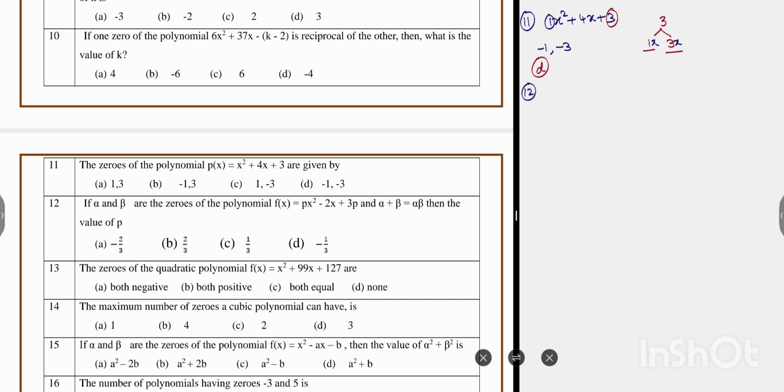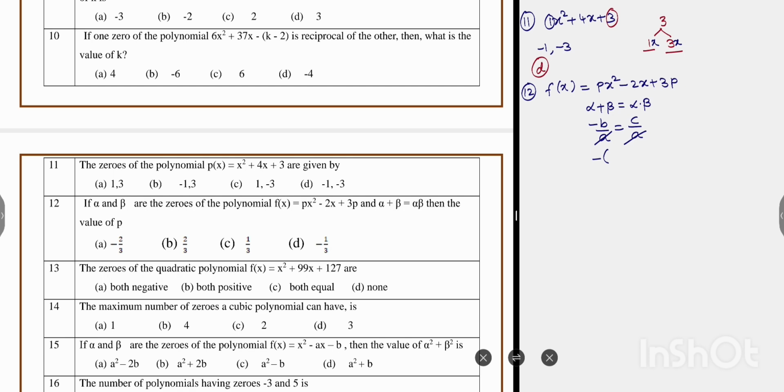Now question number 12. In question number 12, alpha and beta are the zeros of the polynomial f of x is equal to px square minus 2x plus 3p, and it is also given alpha plus beta is equal to alpha into beta. So when alpha plus beta is equal to alpha into beta, what does it mean? Alpha plus beta is minus b by a, and alpha into beta is c by a. So minus b by a is equal to c by a, it is given. We can cancel a, so we get minus b is equal to c.